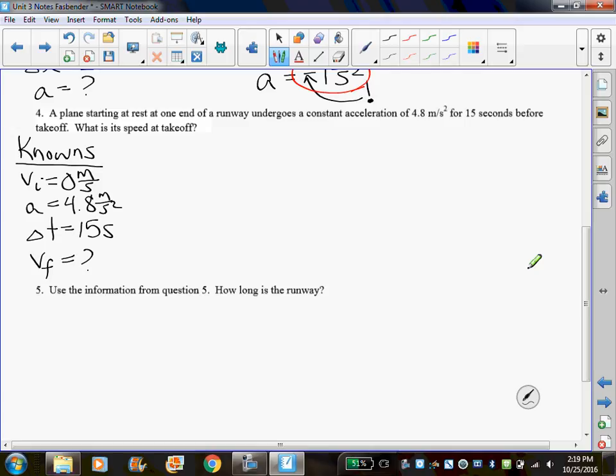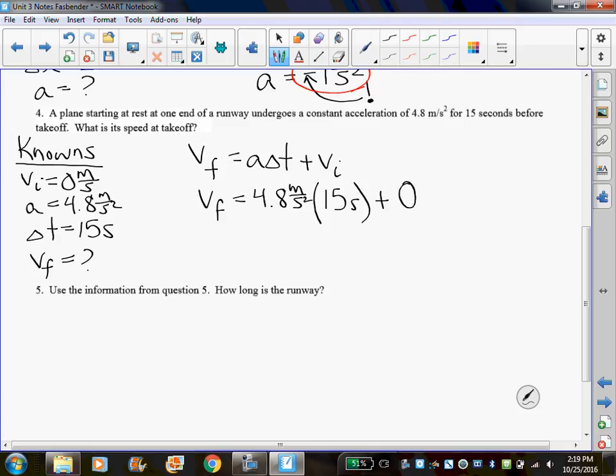So VI, a, delta t, and VF, I believe that all four of those things are present in VF equals a delta t plus VI. So we want to know what this final velocity is. We know that the acceleration is 4.8 meters per second squared multiplied by that 15 seconds plus 0 meters per second as our initial velocity. If we take 4.8, multiply it by 15, we should get a final velocity of 72 meters per second.